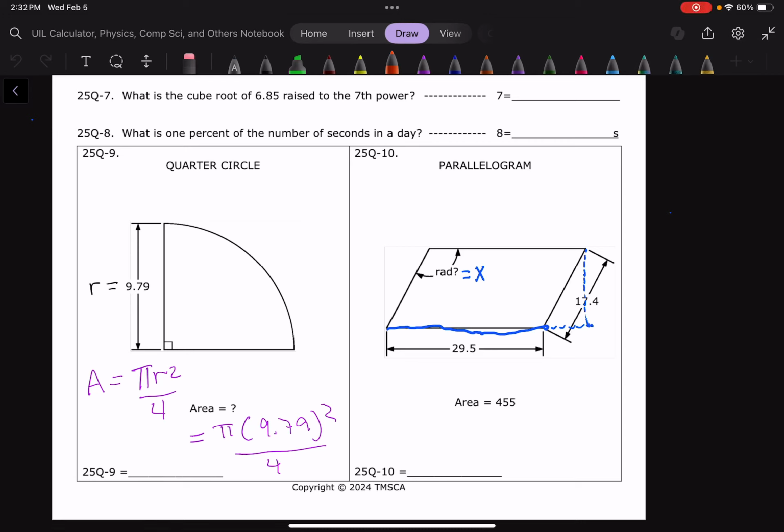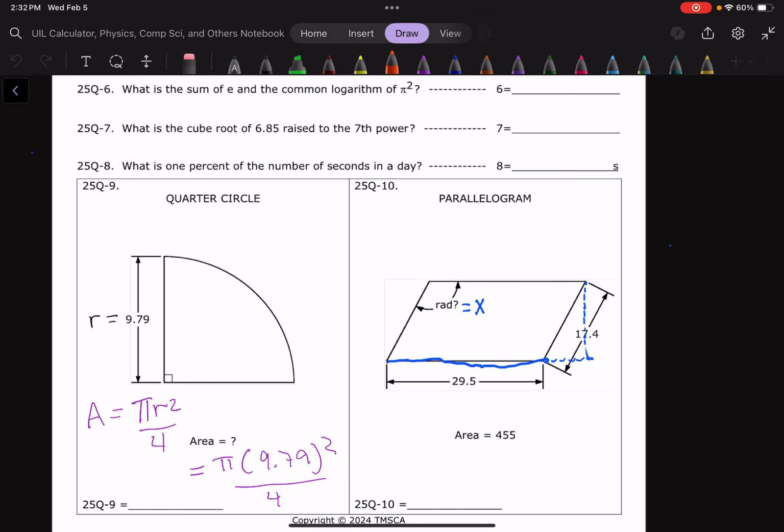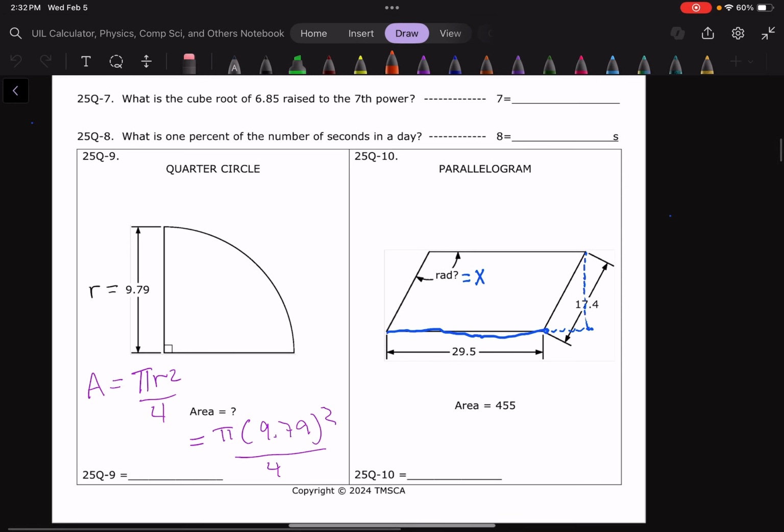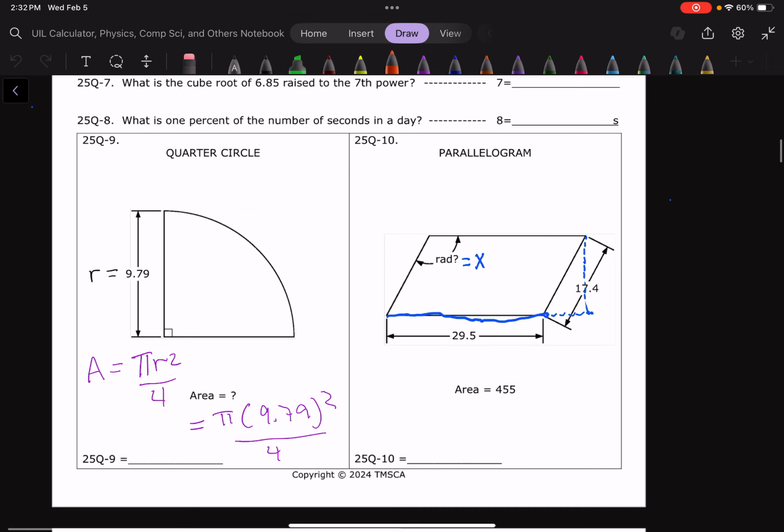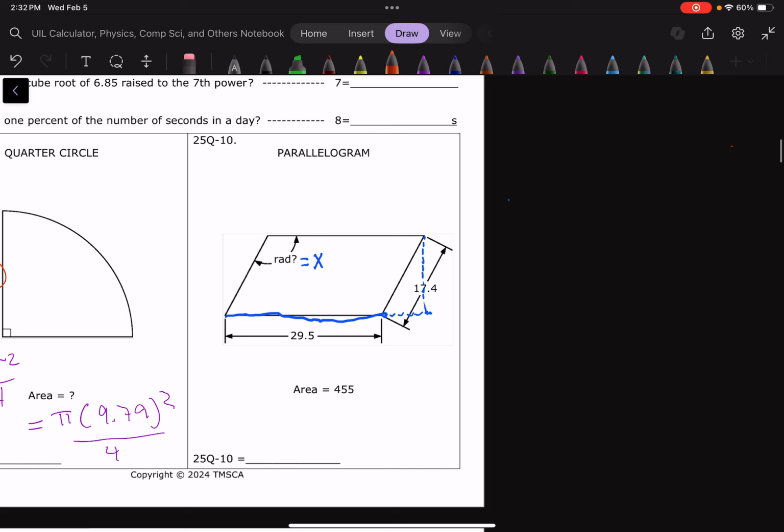Alrighty folks, welcome back. We are taking a look at number 9 and 10 out of TMSCA number 925Q. Okay, so they want us to get the area of this quarter circle. We start with the area of a circle is pi r squared, and then we're going to divide that number by 4. We recognize that they give us a radius of 9.79. Square that, multiply by pi, divide by 4.